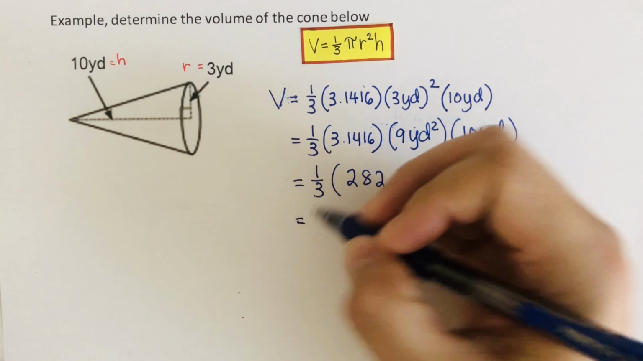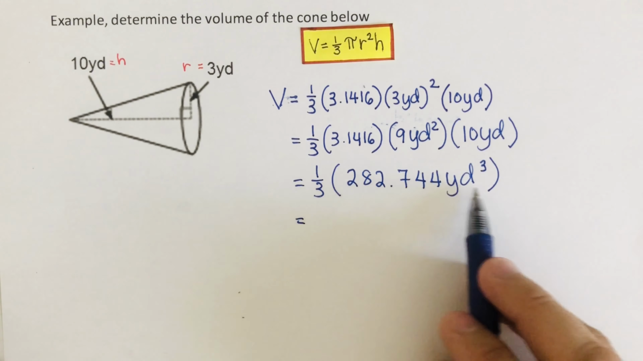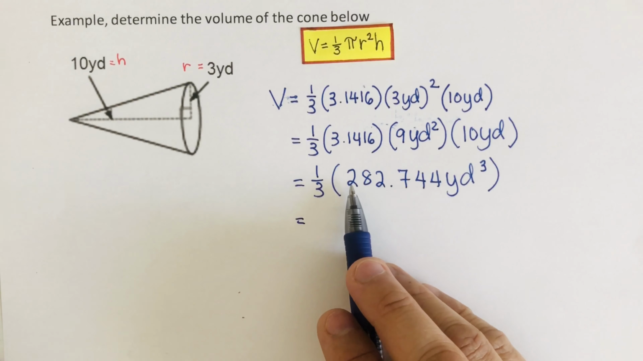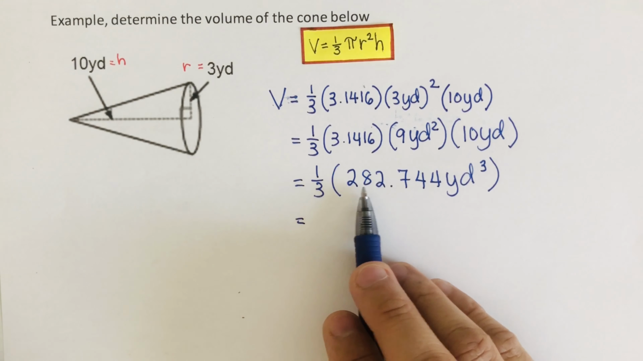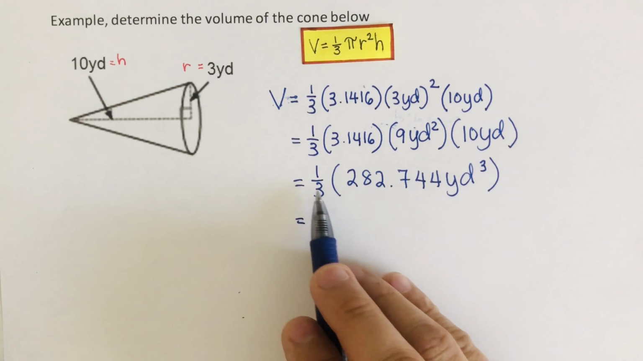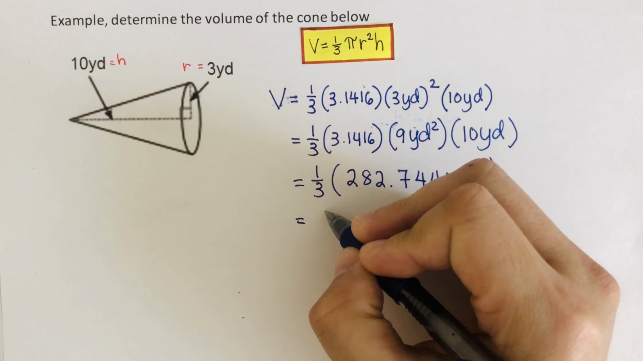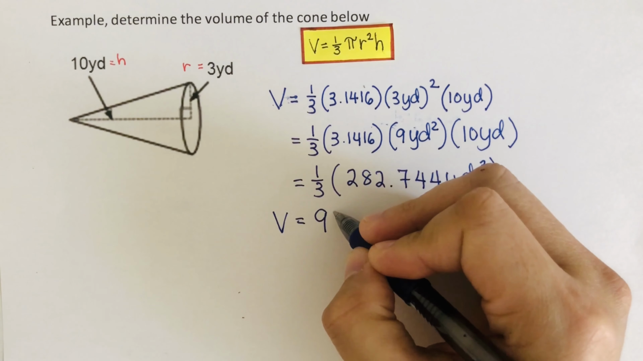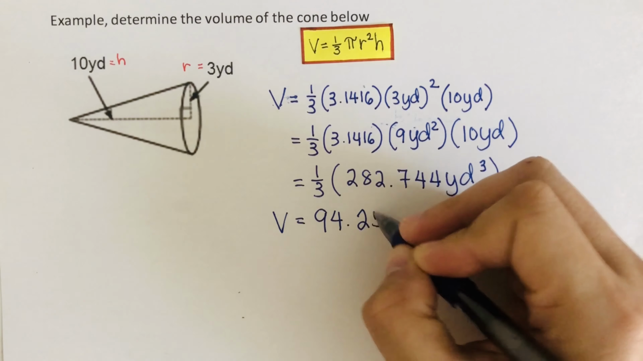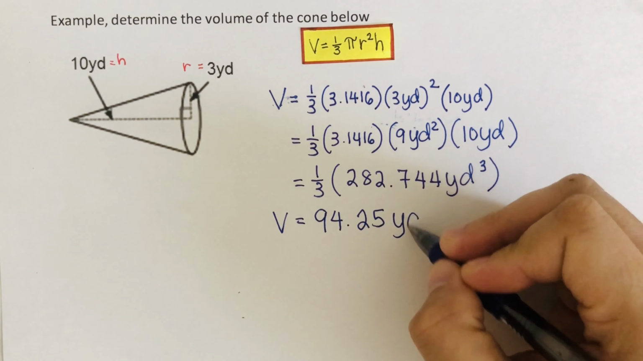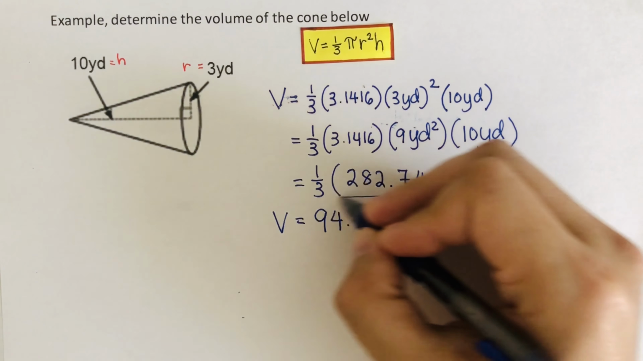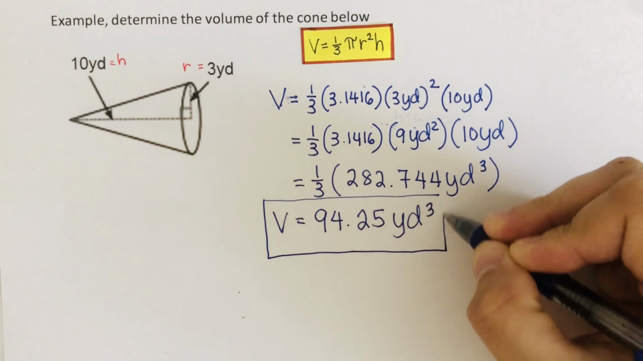So in order to get 1/3 of this value that we have here, all we need to do is type this into the calculator. 282.744 divided by 3. That's one way to find the 1/3. So the answer here is 94.25. I rounded it off. Cubic yard or yard cubed. So this is the volume of this cone.